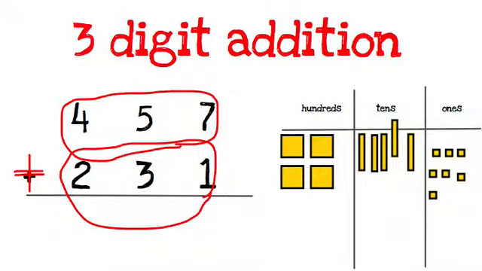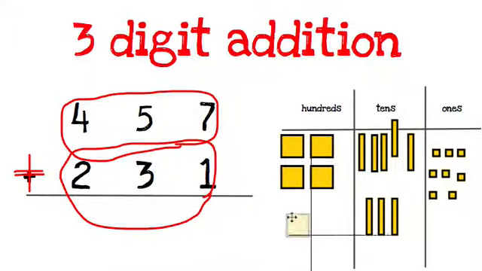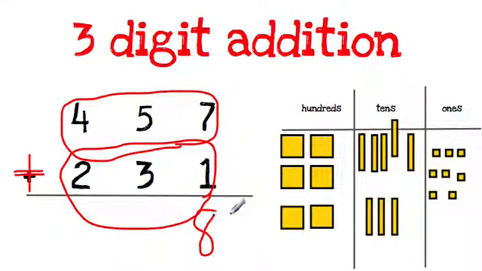So now I see that I have a 1 in the ones. I have 3 tens and 2 hundreds. Next, I start in the ones column and I count my ones. 1, 2, 3, 4, 5, 6, 7, 8. I have 1 digit, so I can just write my 8.